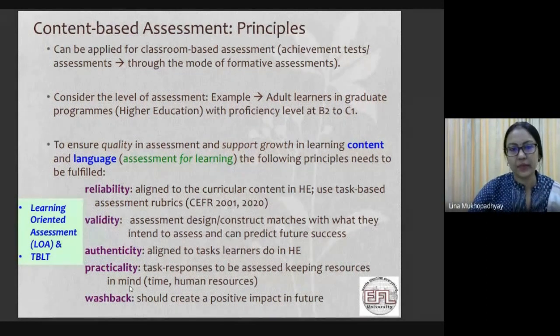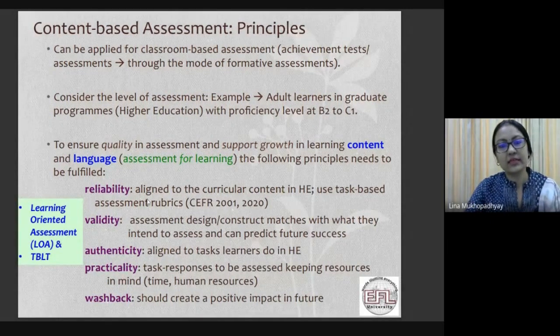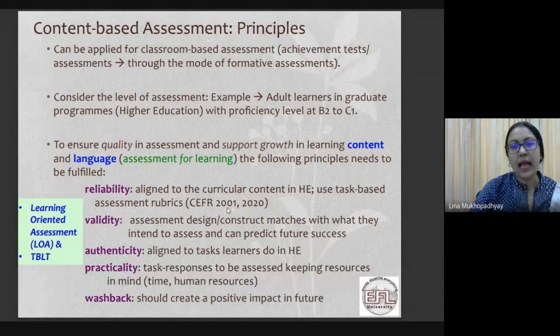Okay, so we have the concept of reliability, where we need to look at the assessment tool and see whether it is aligned to the curricular needs of content in higher education, maybe geography or history or political science. Okay, and be able to design and use task-based assessment rubrics. So this is something that I will be discussing today. And here I would be looking at some pages from CEFR 2020.